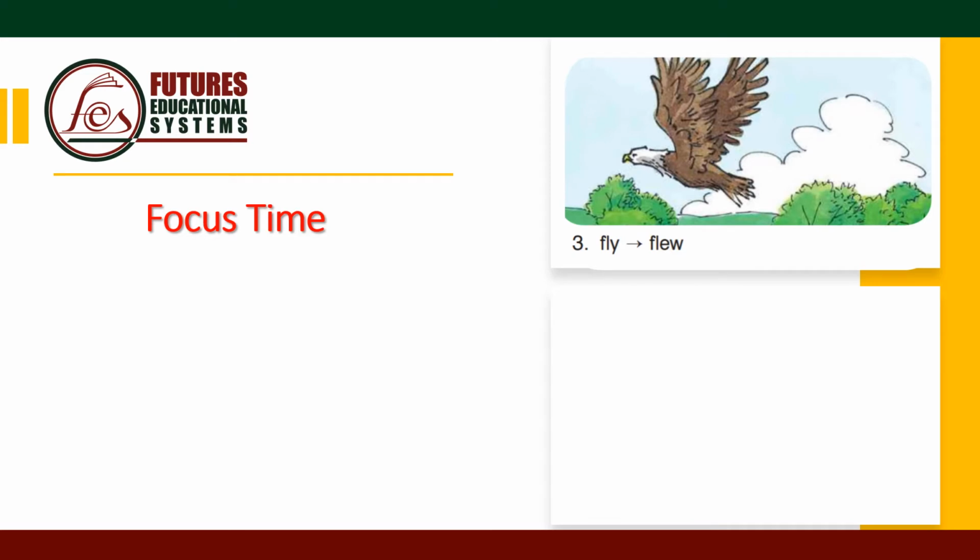Picture 3, it's an eagle and we have the verb fly, and the past tense of fly is flew. The eagle flew up high last week. Last is the time marker that shows that the verb fly happened in the past. That's why we changed it from fly into flew.